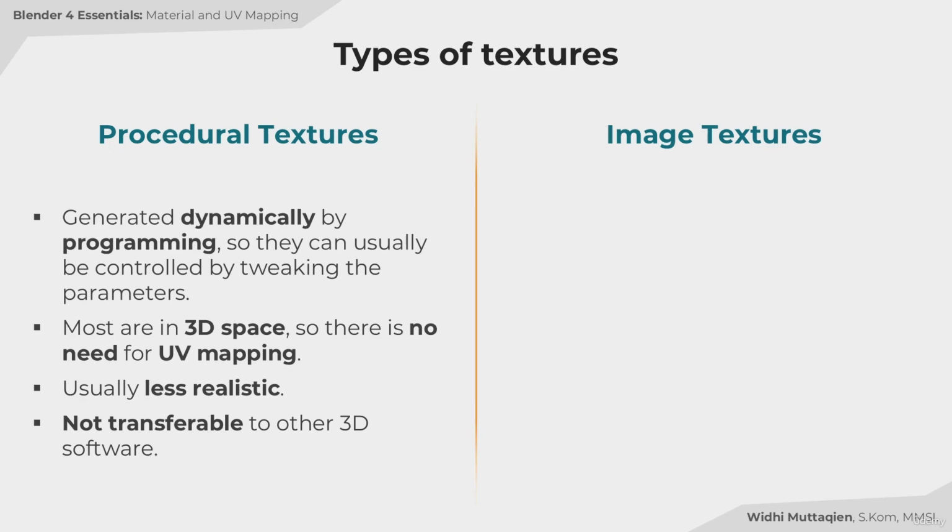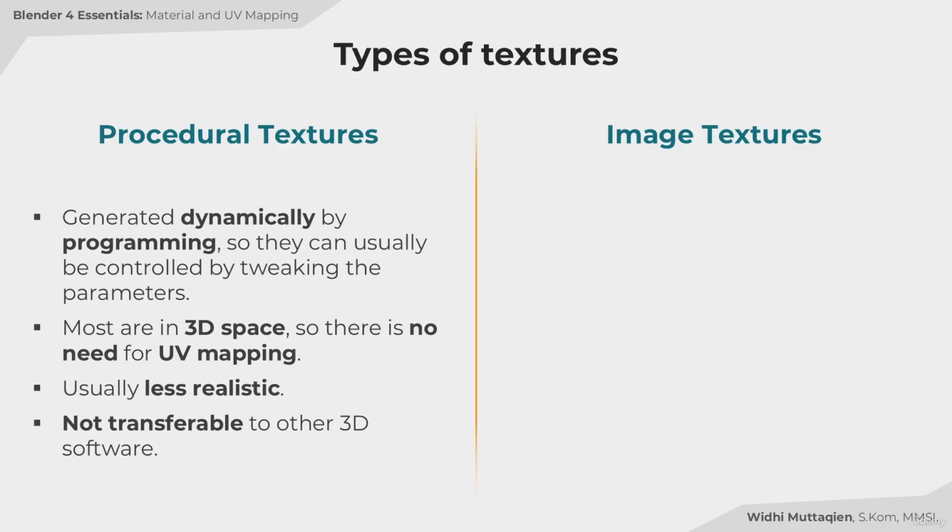Most of the procedural textures are generated in 3D space. This means that they can be easily applied to 3D objects without the need of UV mapping. We will discuss UV mapping in more detail later. In short, UV mapping is a method to place 2D images on 3D object surfaces.